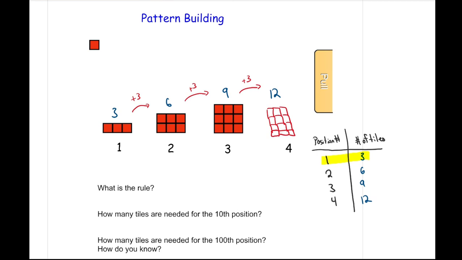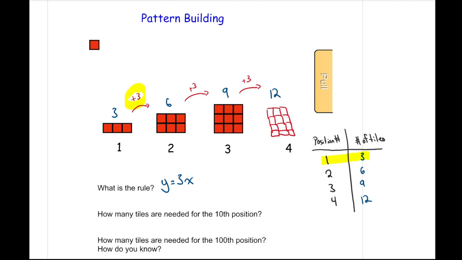Similar to how when we came up with the rule in our robot tables, we were looking at how does the input become the output. So in this case, how does the position number tell us the number of tiles? We can use this value here of plus 3 in our rule because we should recognize that our rule would be y equals 3x. Or our multiplier in this case is 3. It's what we're multiplying our input number by.